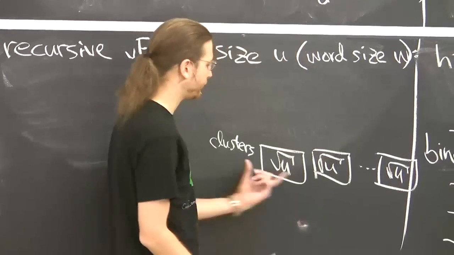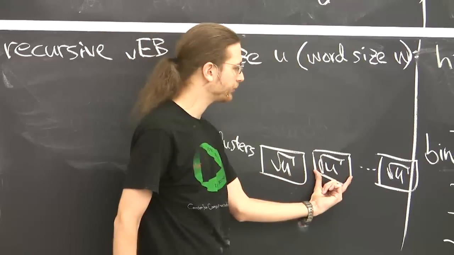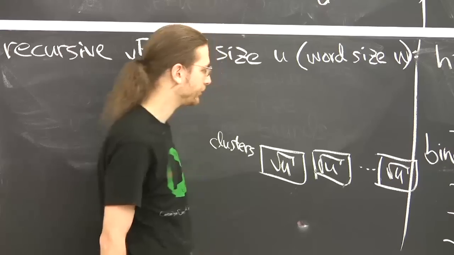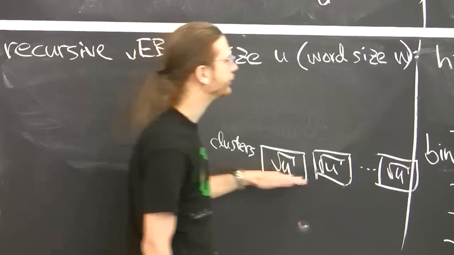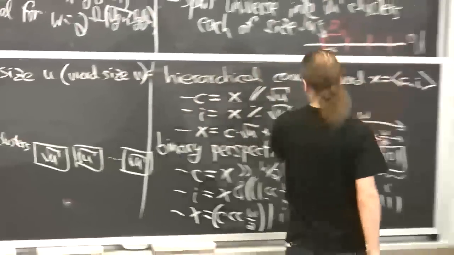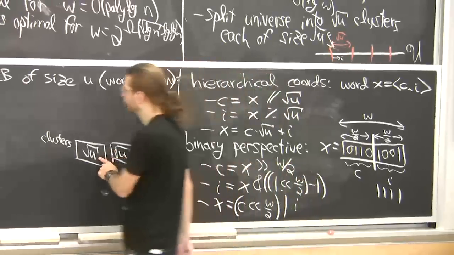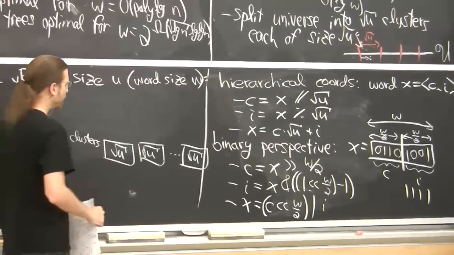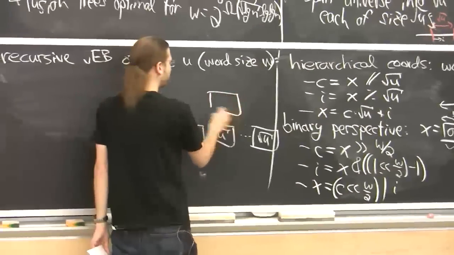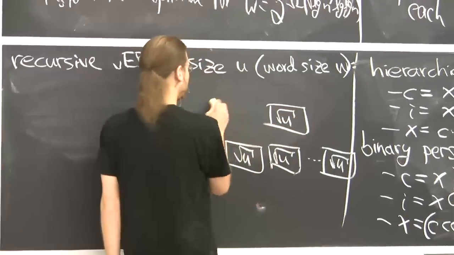Okay, so this represents the first root u items, this represents the next root u items, this represents the last root u items, and so on. So that's the obvious recursion from this. So this is going to be a van Emde Boas structure of size root u. And then we also have a structure up top, which is called the summary structure.